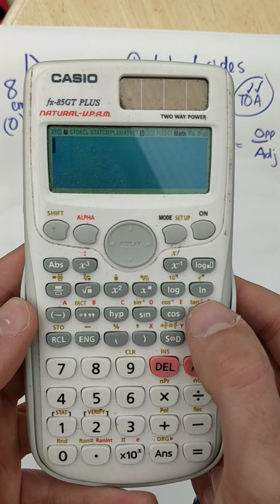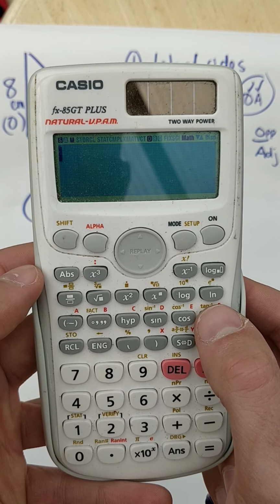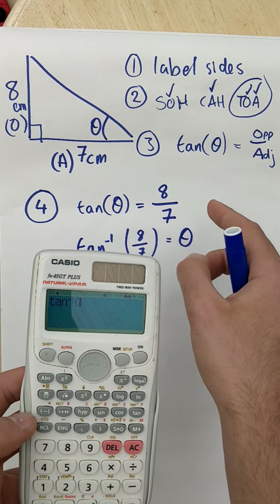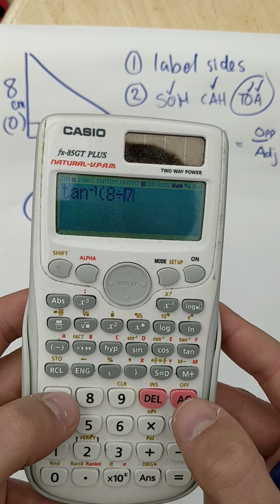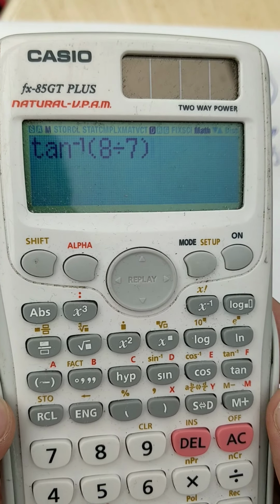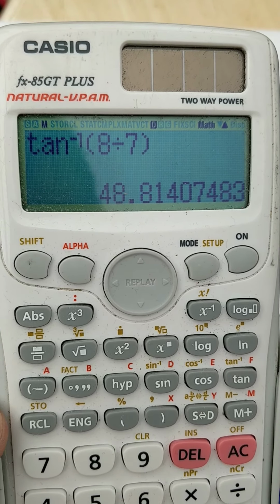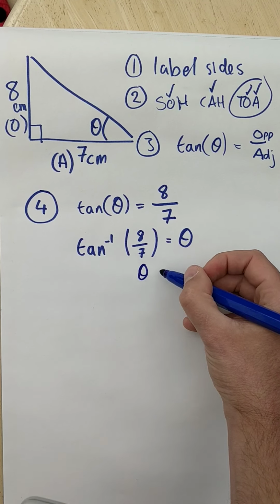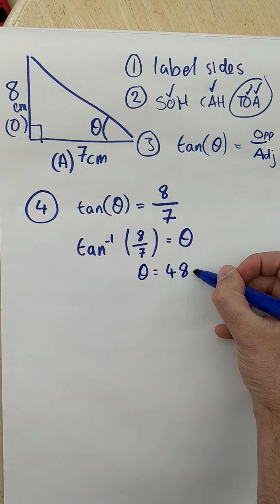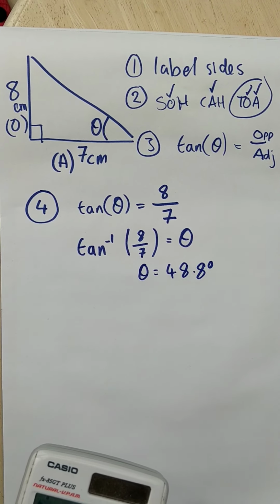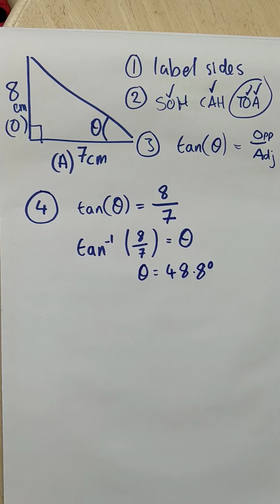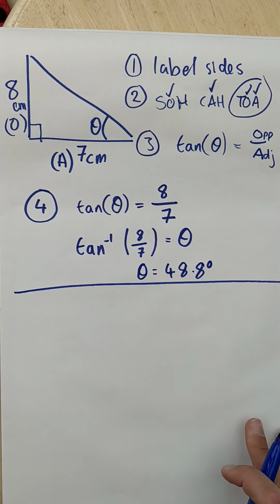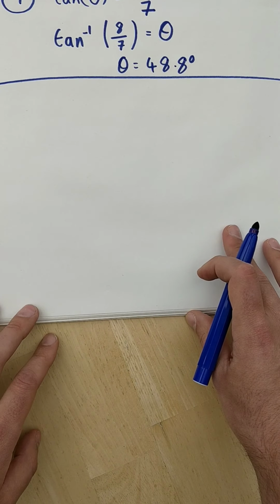So to calculate our angle, I just do shift tan, so I get tan to the -1, and then I type in 8 divided by 7. Okay, so I get that on my calculator, press the equal sign, and I get 48.8. So my angle is equal to 48.8 degrees, just like that. And it literally is that exact thing again and again and again. So let me give you another example now.